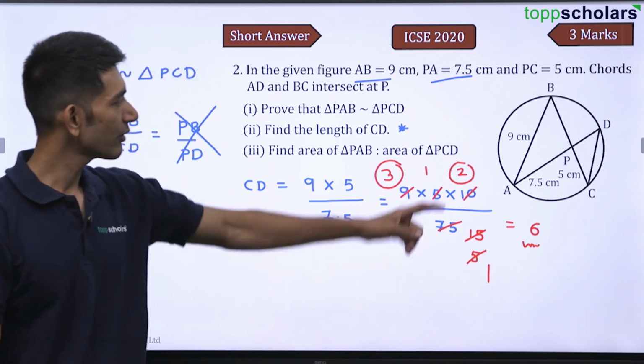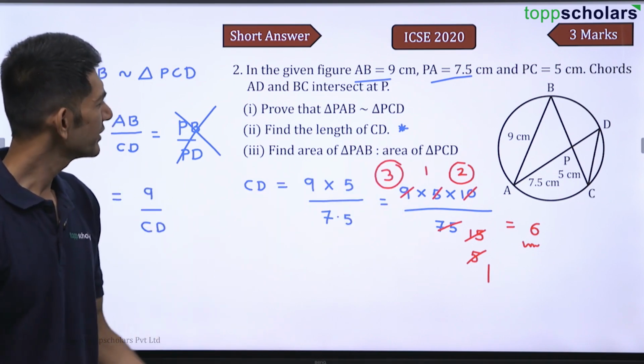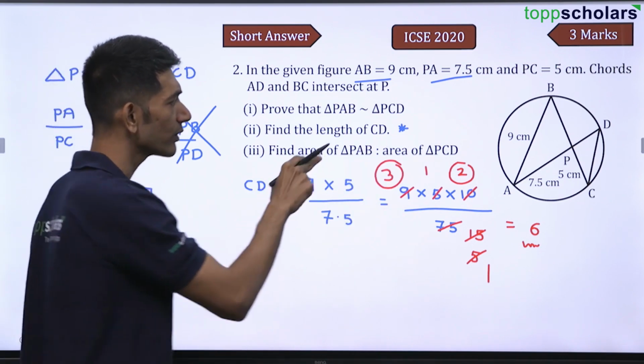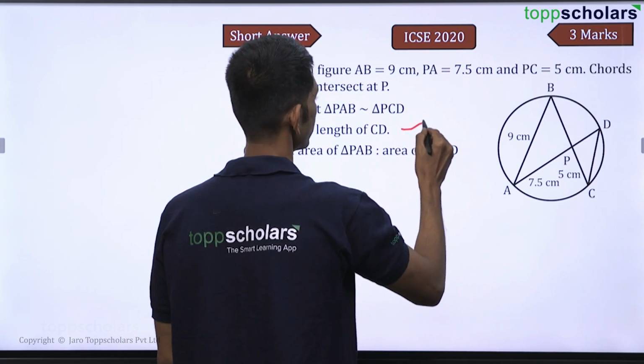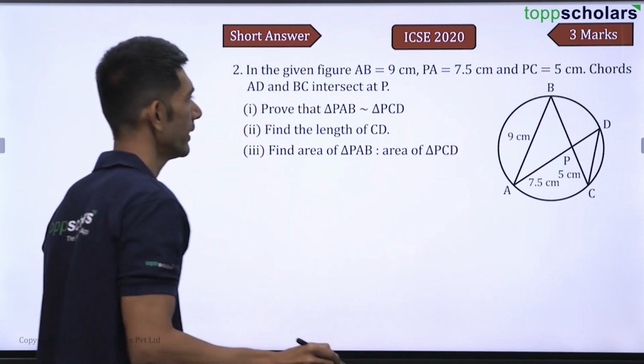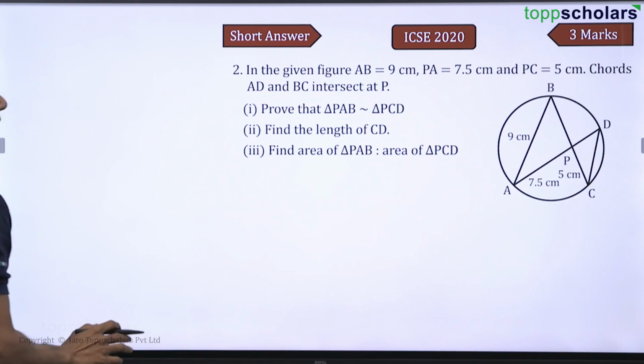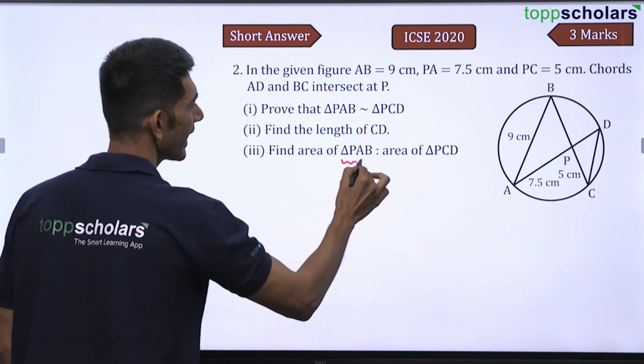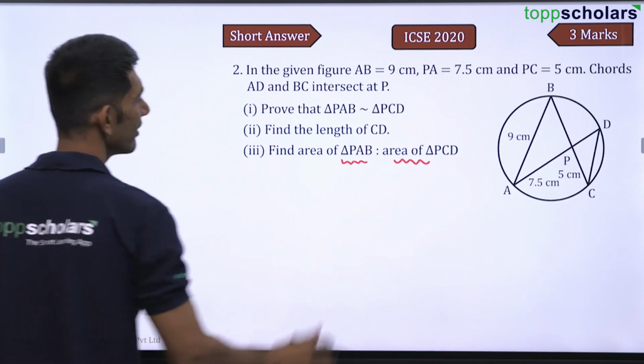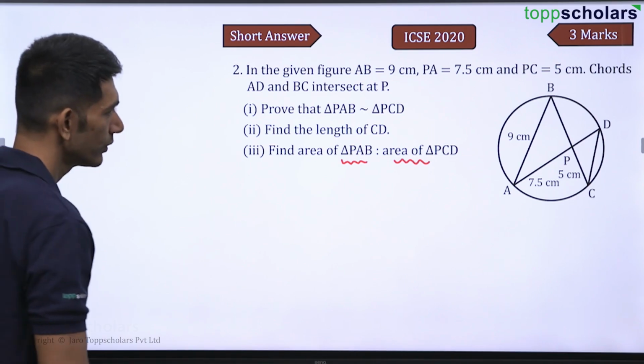Easy. The length of CD is how much? 6 units, you can say. So we have found out the second part as well. This is 6. Now let's focus on the third part. What is the third part? The third part is to find out the area of triangle PAB and area of triangle PCD, their ratio.